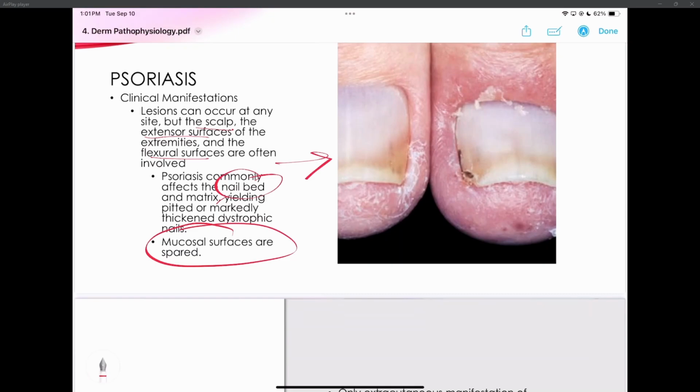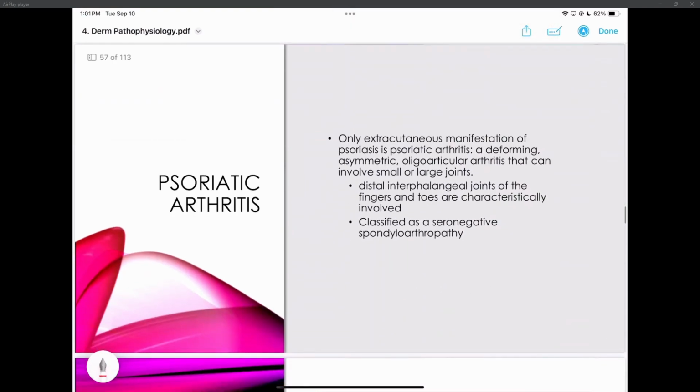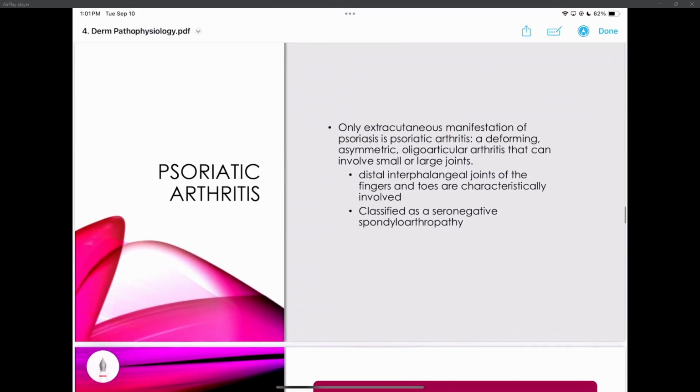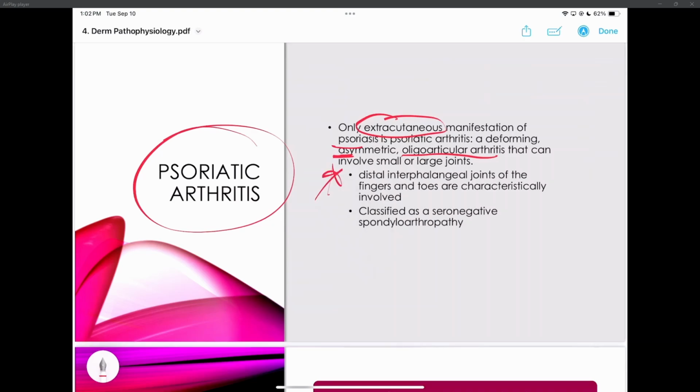So that's psoriasis. Now, there's an extracutaneous manifestation of psoriasis, psoriatic arthritis. Okay? It's a deforming, asymmetric, oligoarticular arthritis. So it's going to affect one joint asymmetrically. The most commonly affected are the distal interphalangeal joints of the fingers and toes.